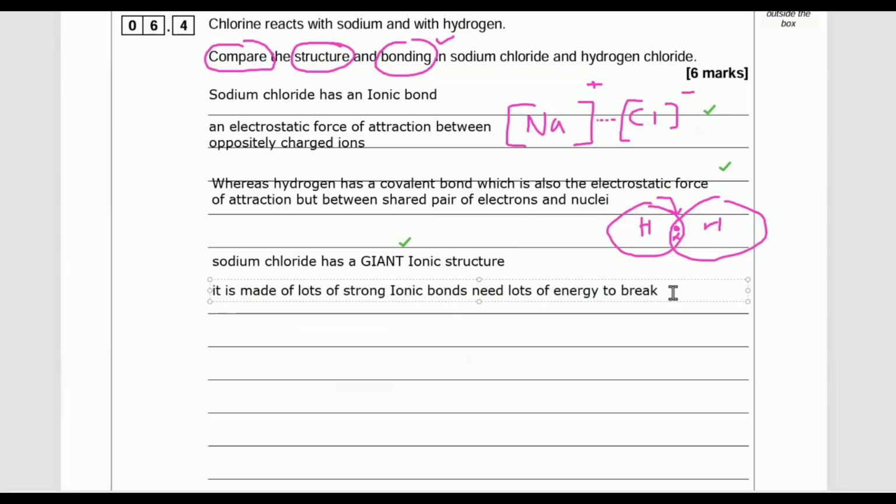And this probably you shouldn't do. I'm going to put this in brackets. It's made of lots of strong bonds, need lots of energy to break. So it has high melting point, is solid at room temperature. Okay, so that explains why it's like that.